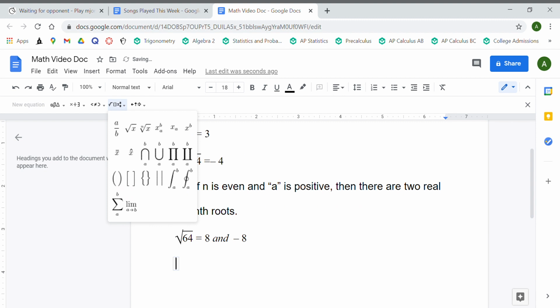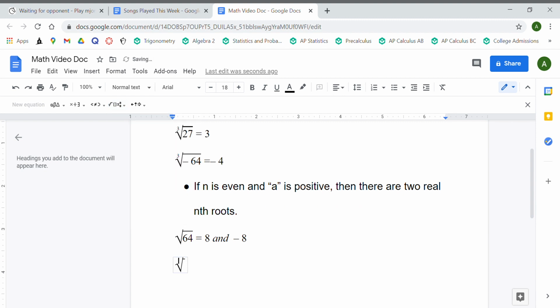Let's try something more complex. How about the fourth root of 81? Test out a few integers and see which numbers multiply into 81. If you guess 3 and negative 3, then you are correct.